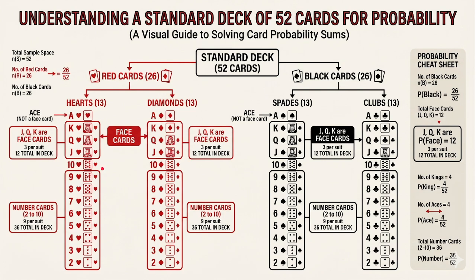Totally 13 cards. The biggest trap here is the face cards. There are exactly 12 face cards in a deck. The king, queen, and jack for all 4 suits. Remember, aces are not face cards. Please keep this in your mind.